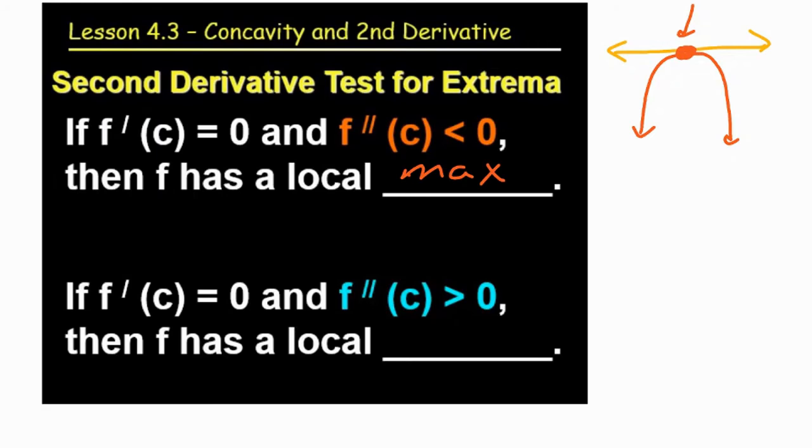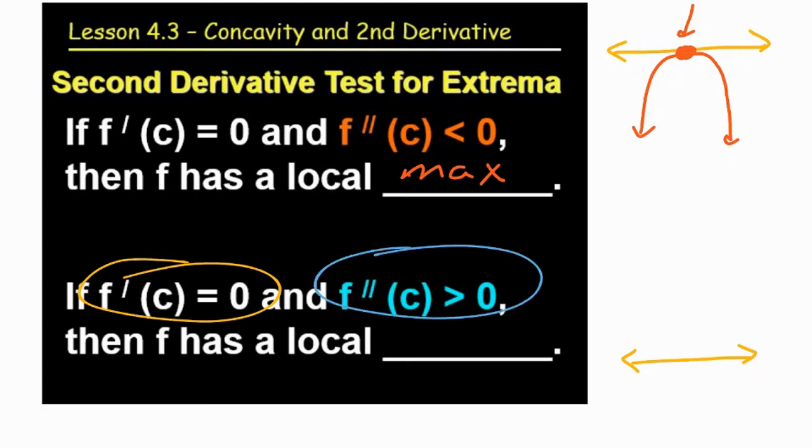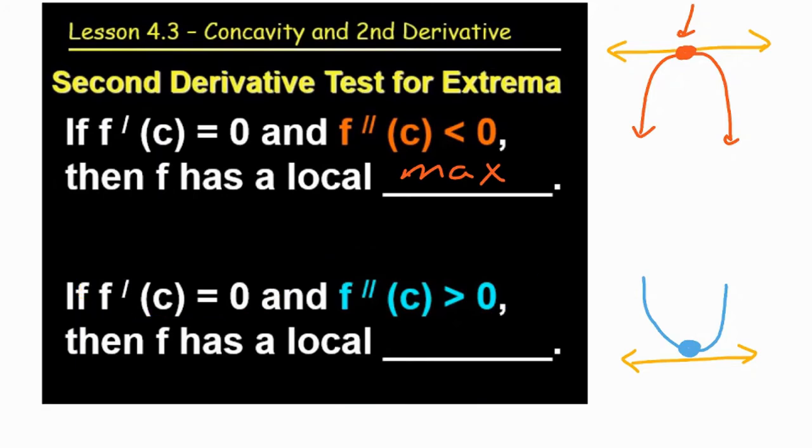Are you ready to try it one more time? If f prime of c is equal to 0, you know what that means, right? That means that the slope is 0. And if f double prime is greater than 0, you know what that means, right? That means concave up. Well, picture it. What type of extrema will you have if you're concave up? That's right. You'll have to have a minimum. And so the second derivative is actually able to tell us what's true about our extrema.